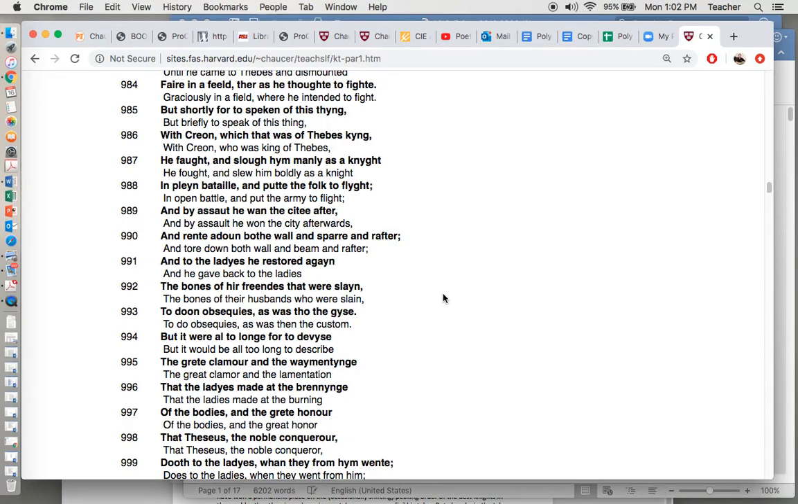So we spend a lot of time building that up, and then what happened to the actual battle? He puts them to flight in plain battle. He wins the city in an assault, and he tears down the wall and the beam and the rafter, and he gives the ladies the bodies of their husbands back. This is in just a few lines. If we were reading Malory, or if we were reading the alliterative Morte Arthure, this would make up an enormous chunk of the poem. The violence isn't important to Chaucer.